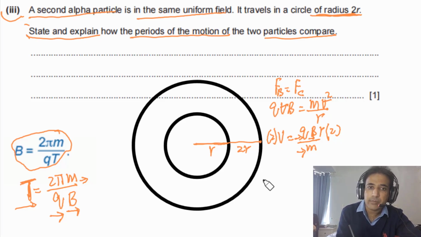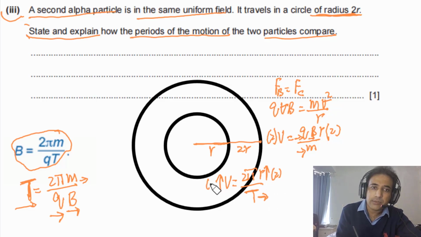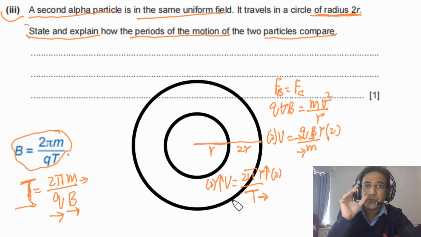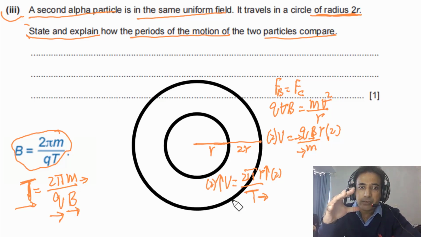As the speed is double, now we can write down v, the orbital speed, is equal to 2 pi r divided by capital T. So if this increases, this also increases, so this remains the same. This increases by 2 times, this also increases by 2 times. It means the time period is independent of r. So this is the point you need to understand. I hope this makes sense.